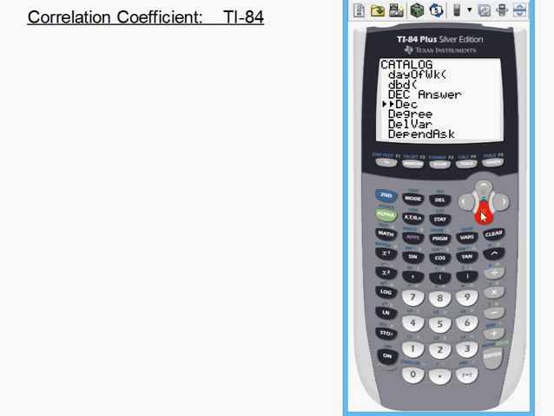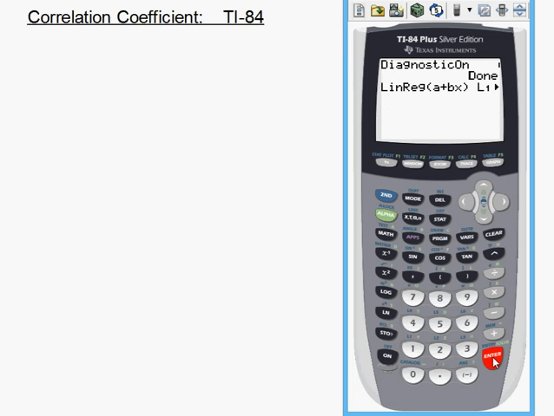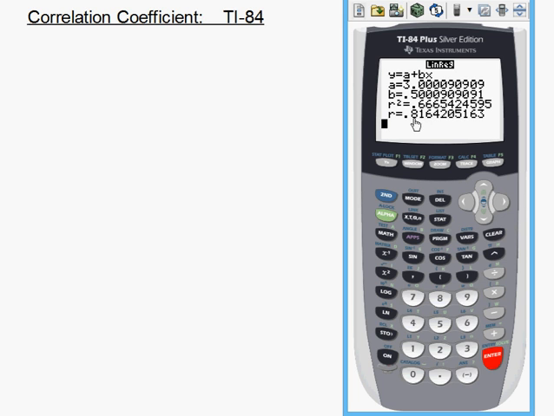And if you scroll down, we should be able to find some way. There we are, DiagnosticOff, and there's DiagnosticOn. We have to hit enter, and then we have to hit enter again to actually run DiagnosticOn. It's done. Now what we can do is go back, do our LinReg just like we did before. Only now, with those diagnostics on, it gives us not just a and b, but gives us R squared. We'll talk about that in a little while. That's the coefficient of determination. And R, which is our 0.816, just like we did by hand.